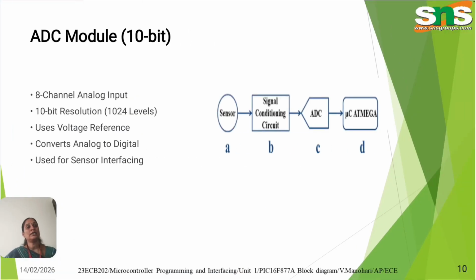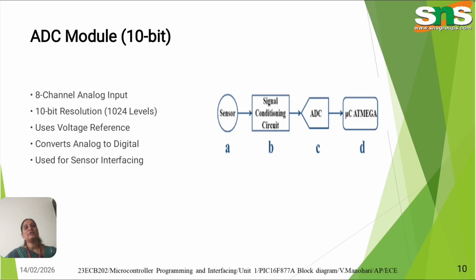Moving on to the ADC module. It's an analog to digital converter. It's a 10-bit ADC module with 8 channels. It converts analog signals into digital values. This is very useful when interfacing sensors like temperature sensors, soil moisture sensors, and light sensors.